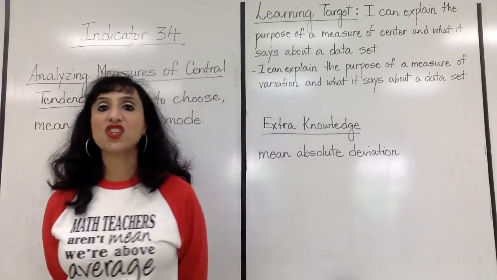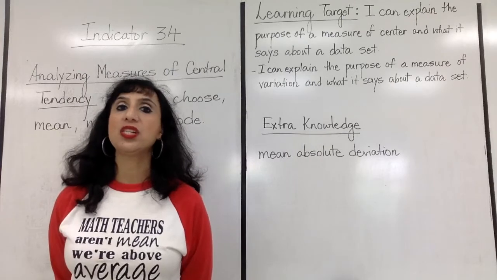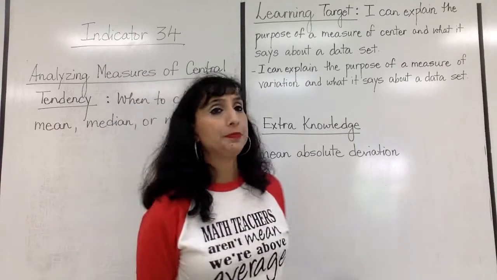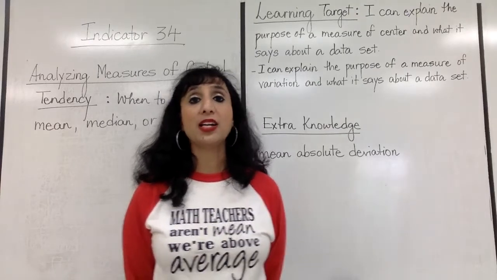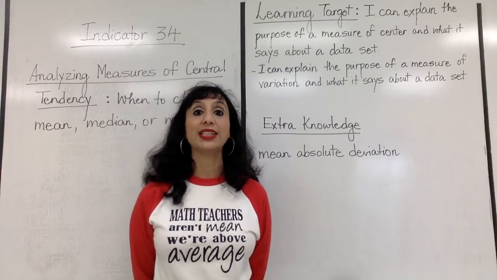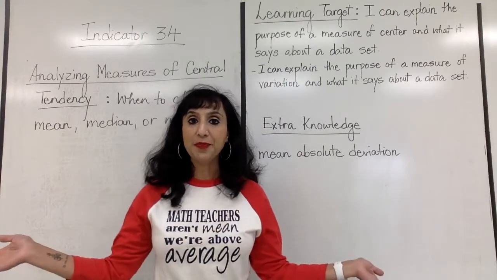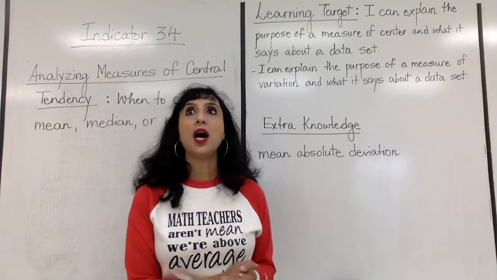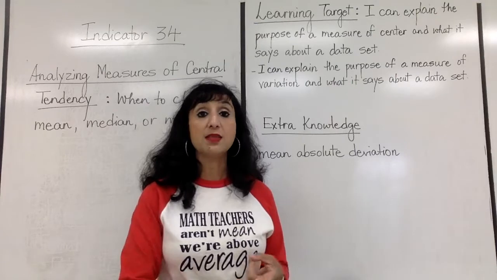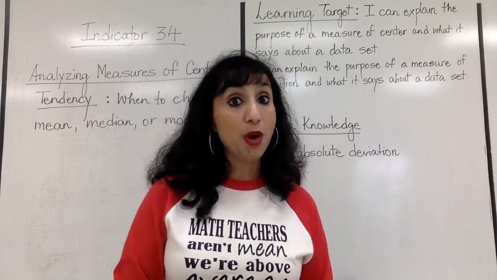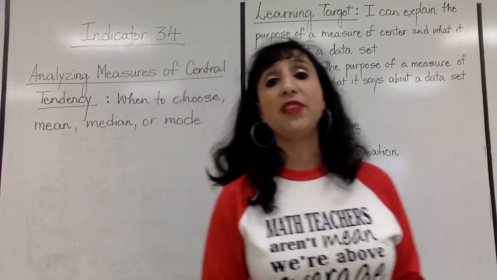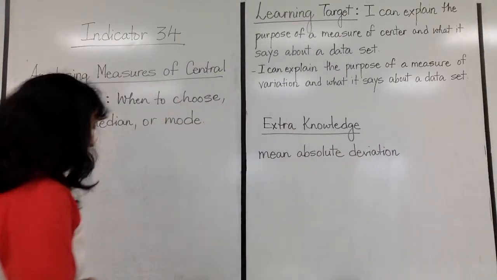I'm going to teach you some extra stuff, which is mean absolute deviation, just in case you happen to come across that. But in this part of indicator 34, you are going to be analyzing measures of central tendency. So you'll be given a data set, and then you'll be asked, in order to analyze this data, is mean the best choice? Is median the best choice? Or is mode the best choice? Okay? So there are a couple of things to remember.